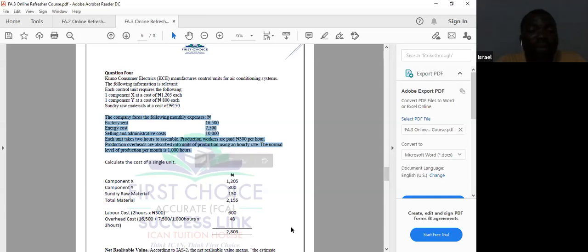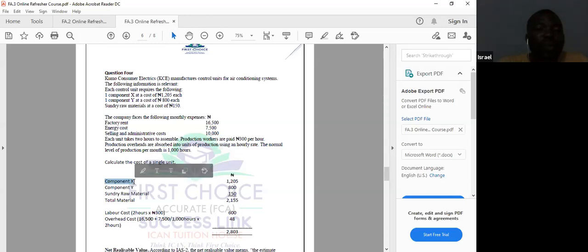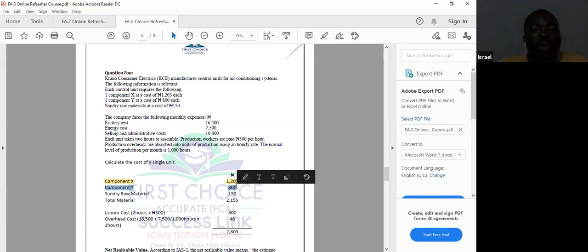So we are asked to calculate the cost of a single unit. How do we go about that? Remember that this is part of a question that has to address the conversion cost. Now, we want to produce 1 unit, we need 2 components, component X and component Y. How many of component X do we need? We only need 1, and the cost is 1,205. So we are done with that. The next one is component Y. How many units do we need? 1. Then after that, they say sundry raw material at the cost of 150. So we have that also. That's part of it as well. The addition of these 3 together will give us the total material.